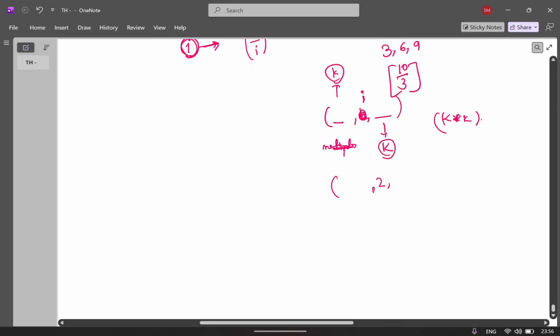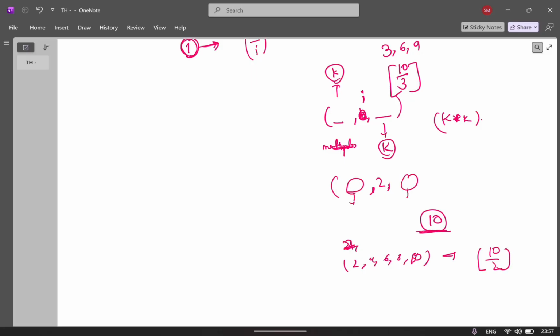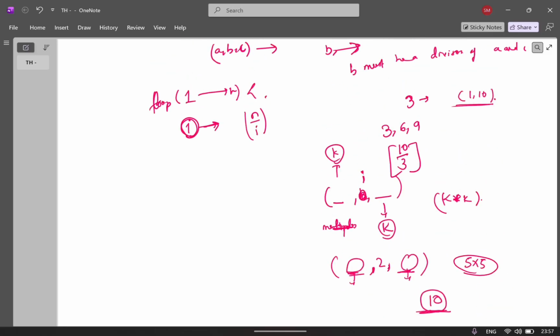Let's say for 2, it is given 10. How many multiples of 2 are there in 10? It is 2, 4, 6, 8, 10. So 5 multiples, that is 10 by 2. So I have 5 things to fill here and 5 things to fill there. So it is 5 cross 5, that is 5 multiplied by 5. So for each B we will find such pairs, and that will be the solution.